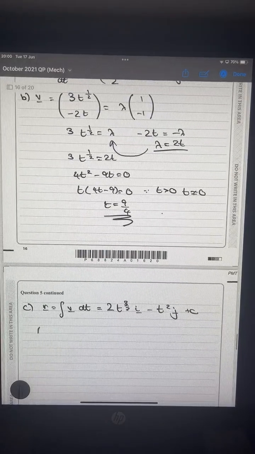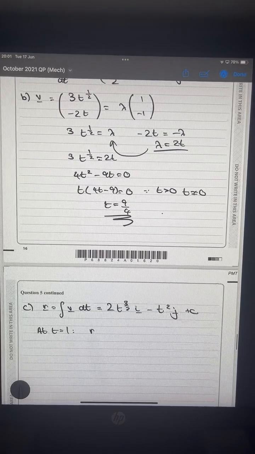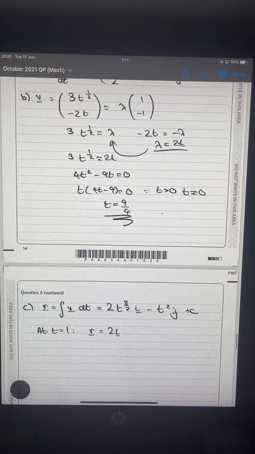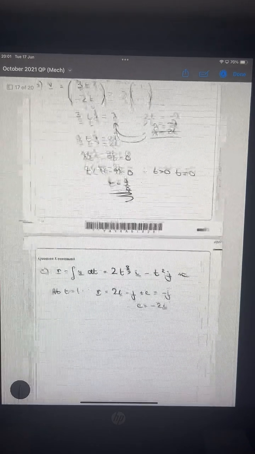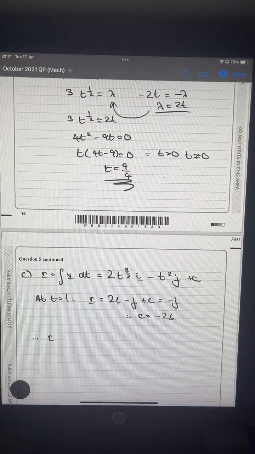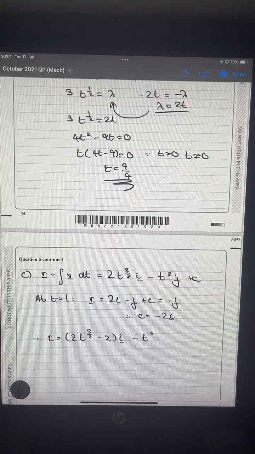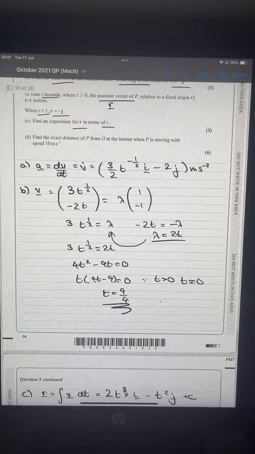So at t equals 1, r is going to be equal to 2i minus j plus c, and that is equal to minus j. Therefore, c is just equal to minus 2i, right? Because to go from this to this, you have to subtract 2i to get rid of that bit there. So therefore, the equation for r is going to be equal to 2t to the 3 over 2 minus 2i minus t squared j. And that is how you would find the equation for r. All right? Does that make sense, guys?